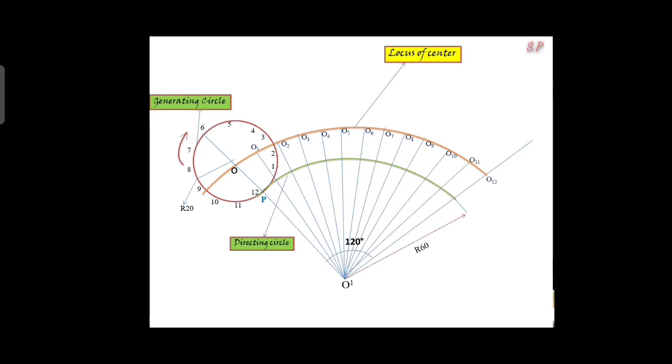After dividing the directing circle, you see that the line O dash O1 is intersecting on the directing circle. That intersecting point also you note it. 1 dash, 2 dash.